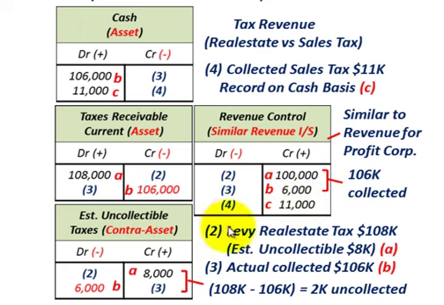Now, let's move down to our modified accrual here. So we're going to levy real estate tax here of $108,000. And we're going to estimate that $8,000 of the $108,000 is uncollectible. Okay, so what we have to do here, we go over to our taxes receivable, debit that here for $108,000, and then we would have to set up our uncollectible or our allowance here for those receivables.